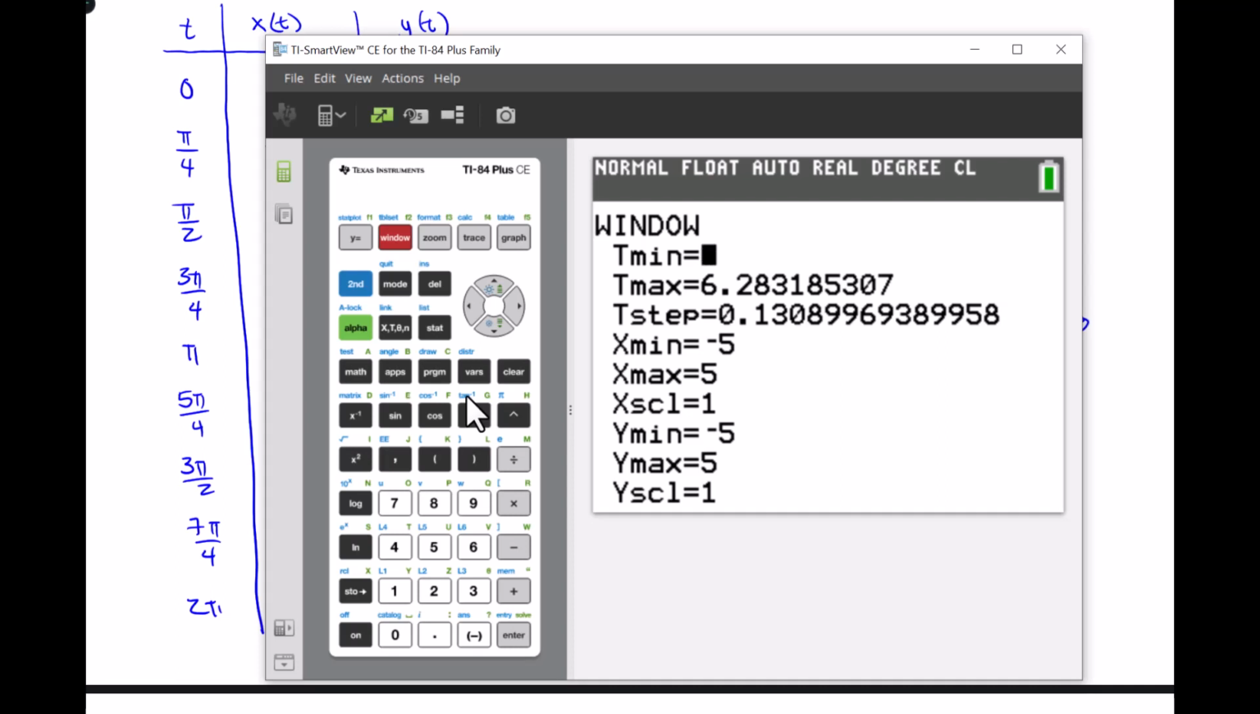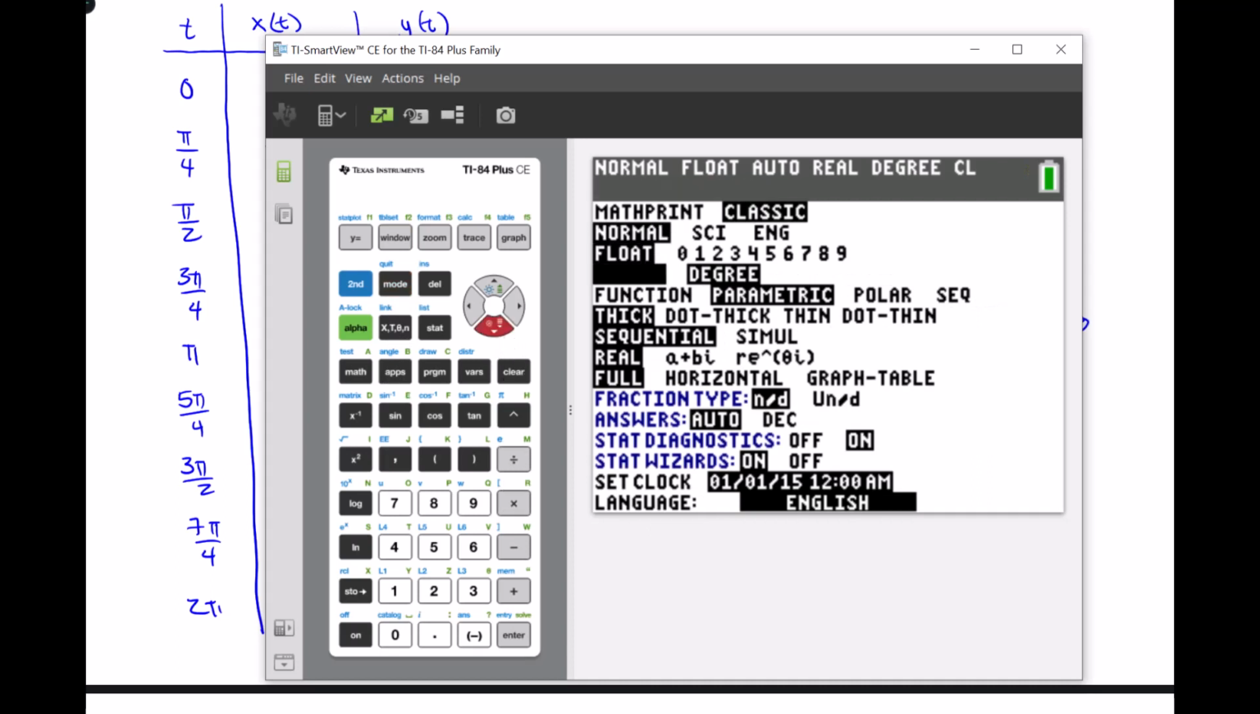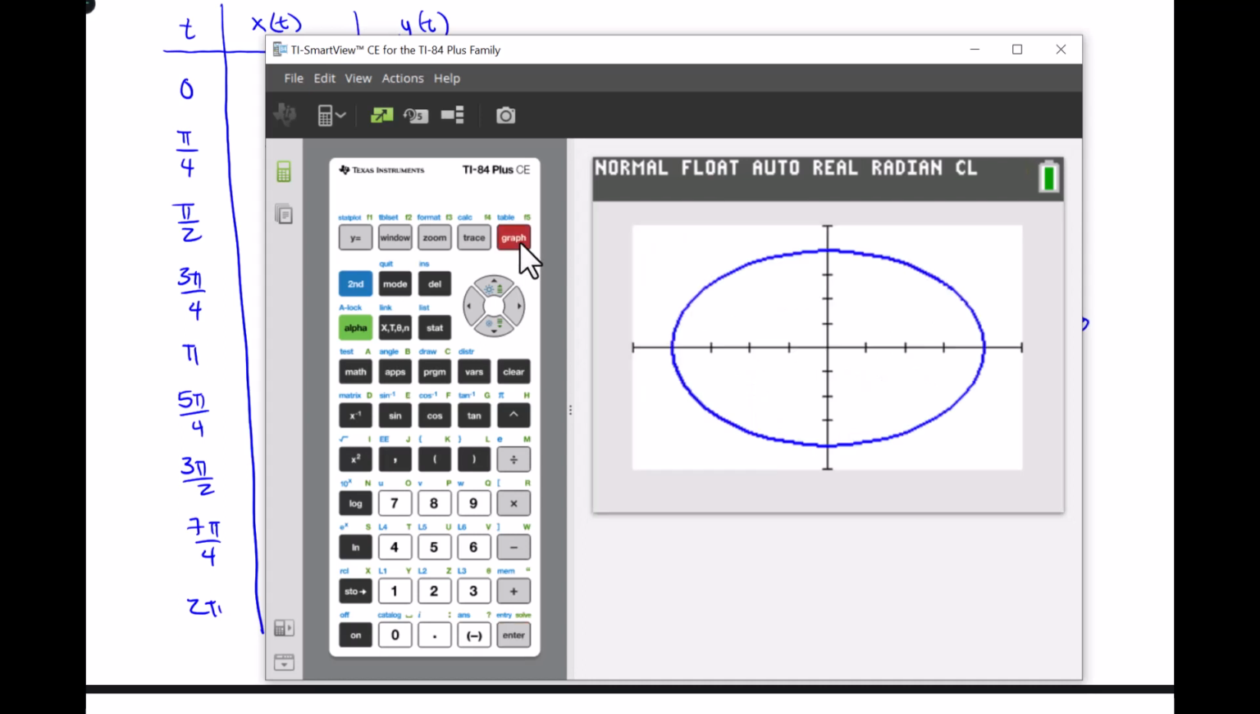Now, before I press graph, one last thing that you want to make sure you check on when you are drawing these. I've defined theta min and theta max in terms of pi. I need to make sure I am in radian mode. It's fine to use degree mode, you would just need to go from 0 to 360 instead. But let's just switch over to radian mode so that we get the correct graph.